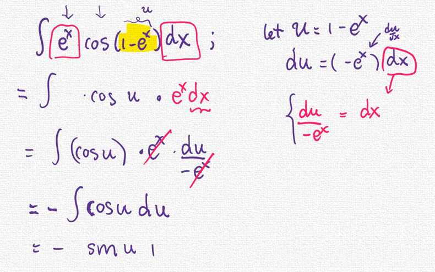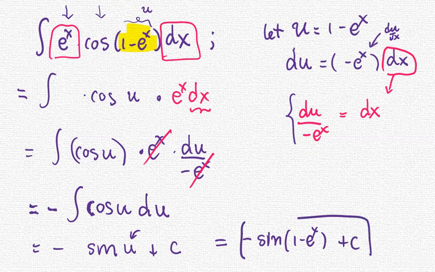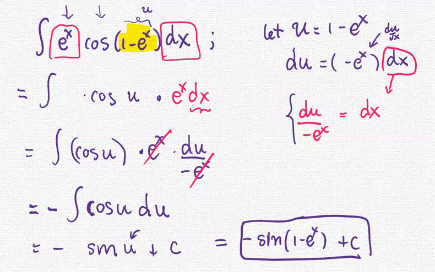Okay, that's an indefinite integral, so you add c at the end and finish up by replacing u with 1 minus e to the x. So the answer is negative sine of 1 minus e to the x plus c. So this is the final answer. All right, that's the final answer. And then, yeah, that's it.